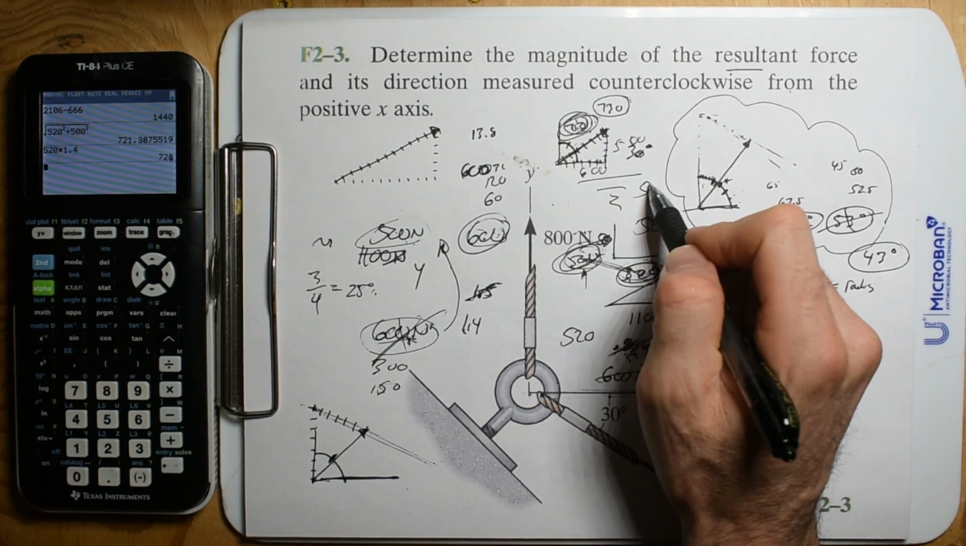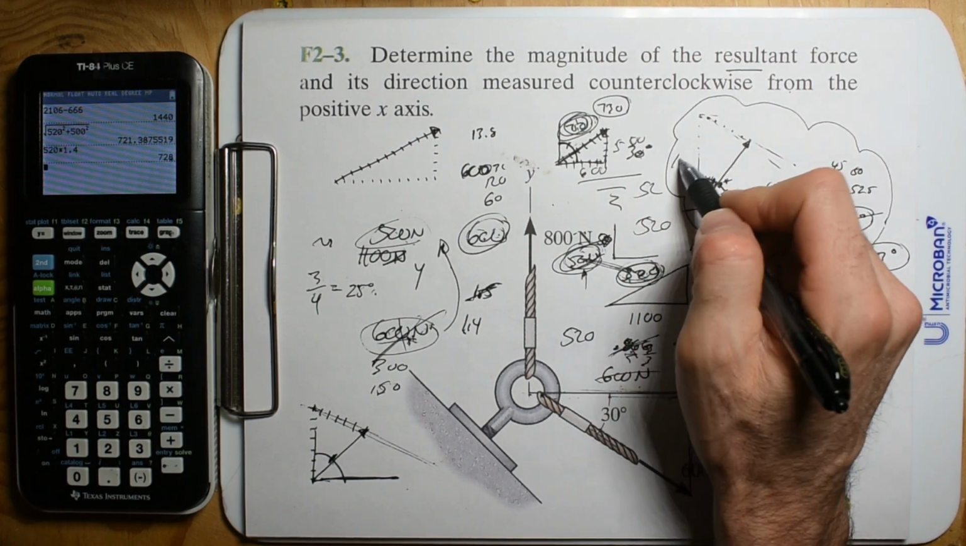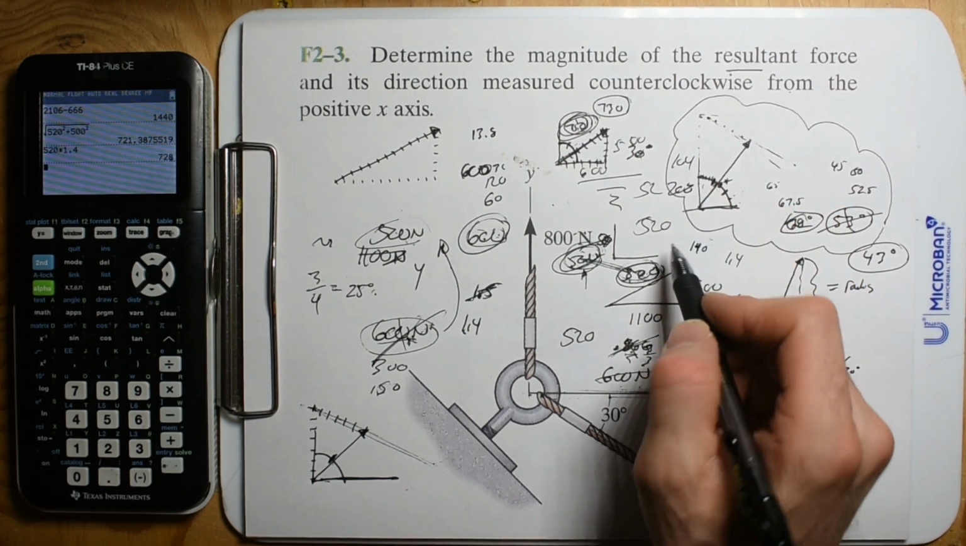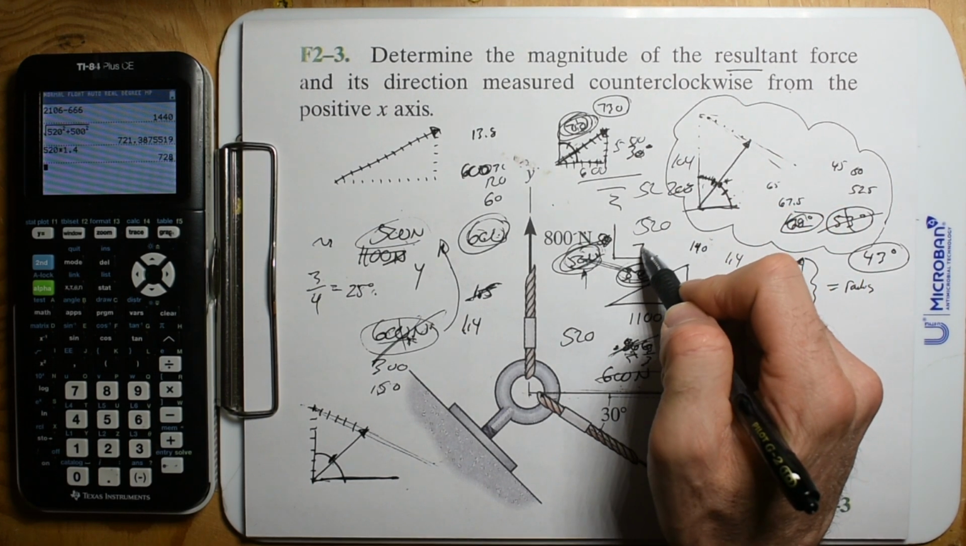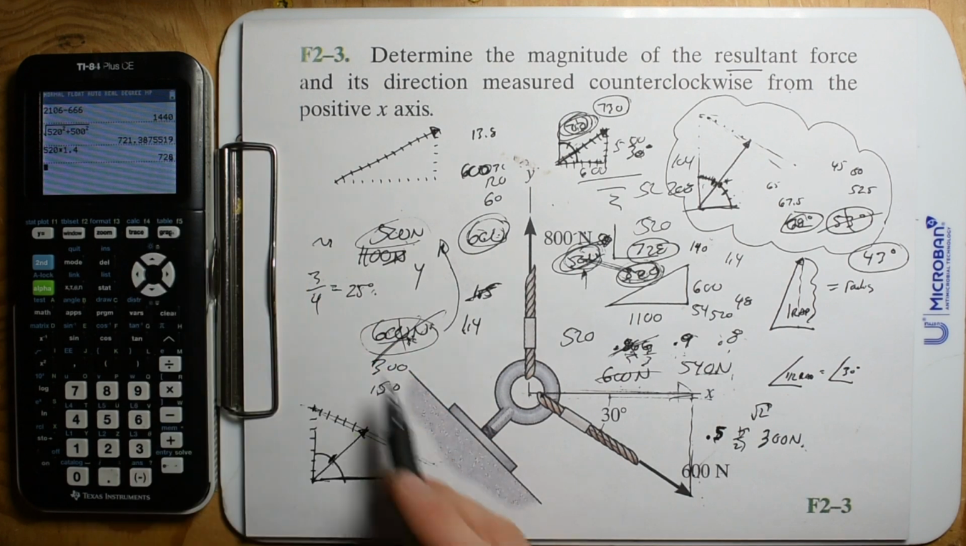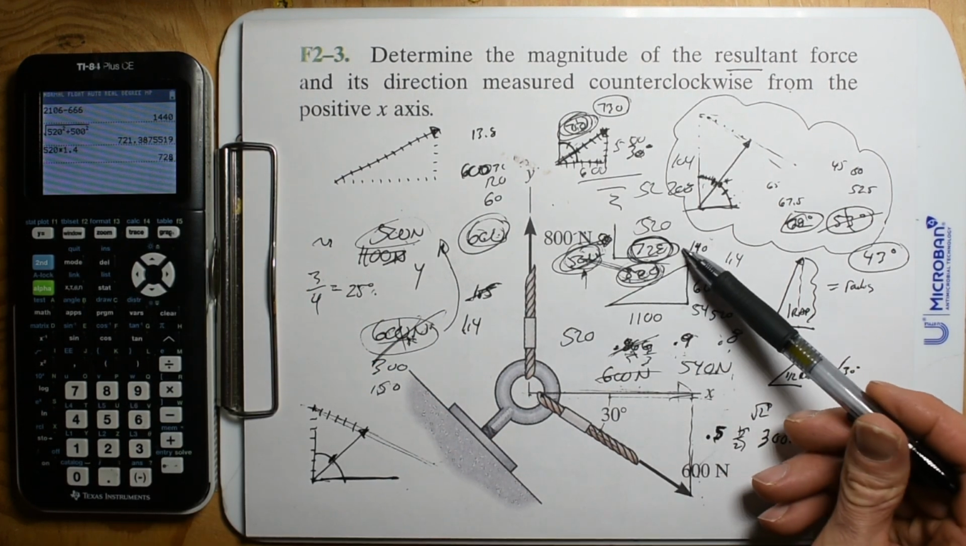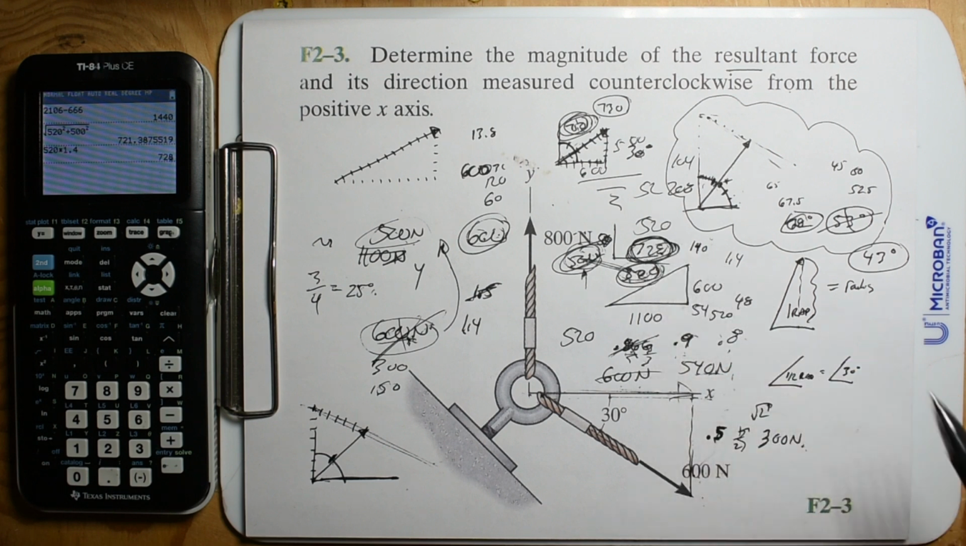I don't know it offhand, but I do know that 52 is 10%, 104 is 20%, so 208. So I'm going to add 208 to 520, and we're going to get 728. So that's how I get that, and that would be my best guess. I would say the magnitude is 720, but now we want to know what the angle is.